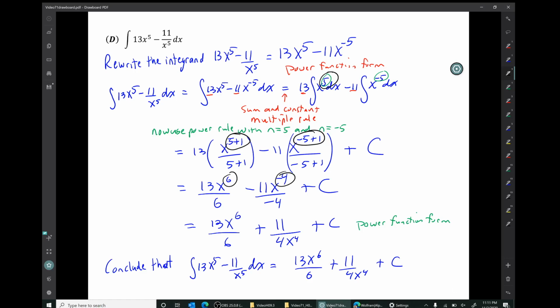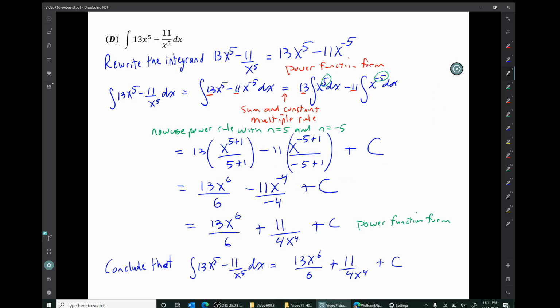A common mistake in this kind of problem is that students will do this in their head and they'll end up saying that this will become x to the minus 6th because you raise the exponent by 1. We have to be very, very careful. What you're doing is you're adding 1 to the exponent. Minus 5 plus 1 is minus 4, not minus 6.